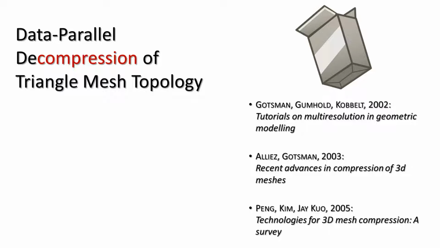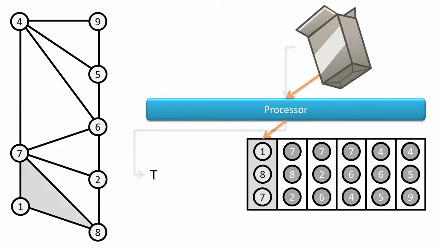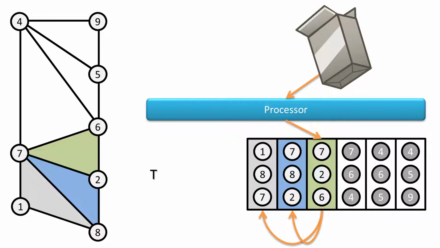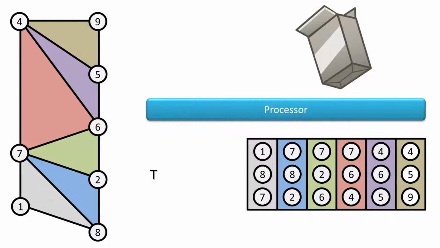The way these methods perform decompression is as follows. They start with decompressing the first triangle, and then they decompress the second triangle using information from the first triangle. And likewise, when decompressing the third triangle, they use information from both first and second triangle. And this makes triangle mesh decompression with existing methods a truly sequential process.